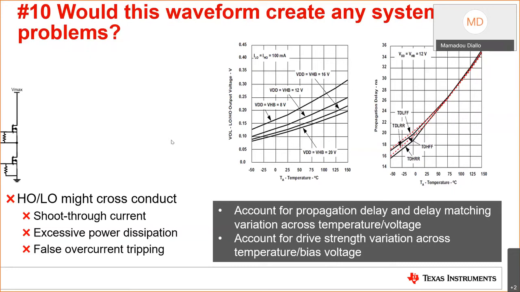So you want to make sure that you account for the prop delay as well as delay matching variations across temperature, across voltage, and also account for the drive strength variations across temperature and bias as well. So it is critical to always account for any variance in temperature, bias, as well as prop delay variations, rise and fall times, and peak current ratings of the driver selected.